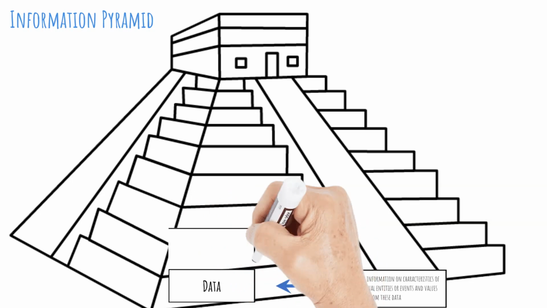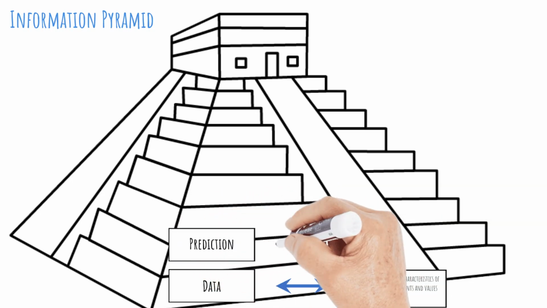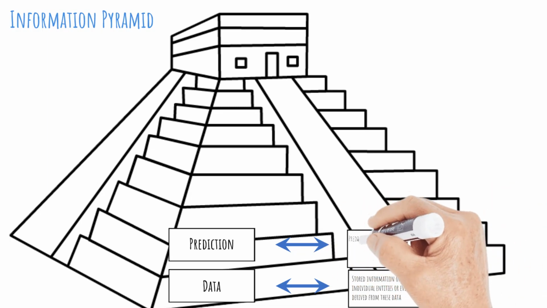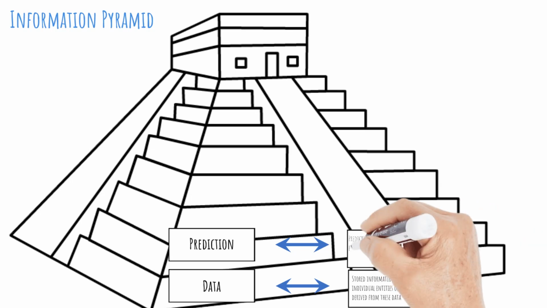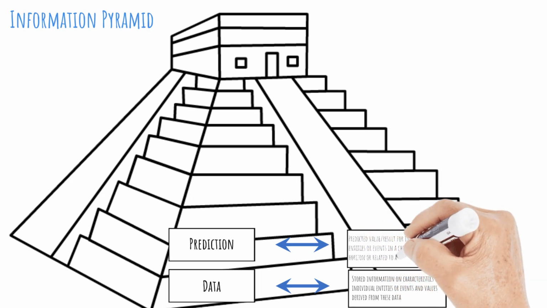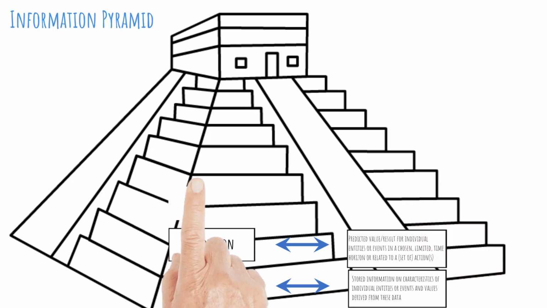Based on the data we can make predictions. Prediction is a predicted value or result for individual entities or events in a chosen, limited, time horizon or related to a set of actions. For example, we can predict the expected delivery time for a specific order, or we can predict the propensity that the customer will order again within the next 3 months.